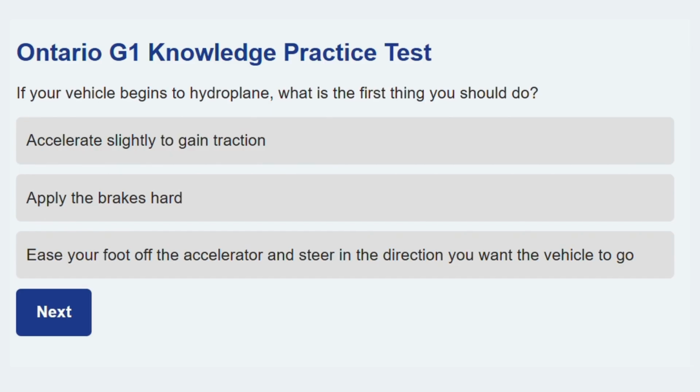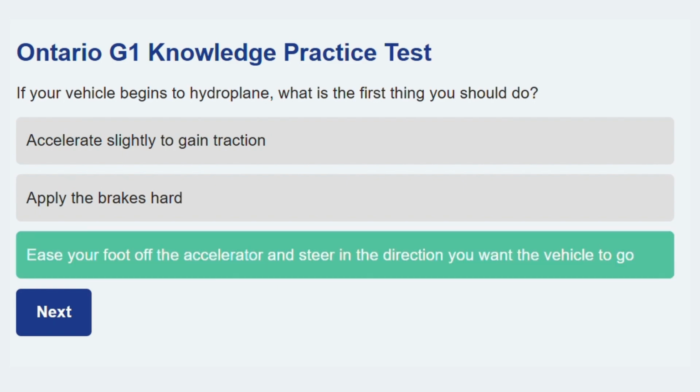Time for the next question. If your vehicle begins to hydroplane, what is the first thing you should do? Ease your foot off the accelerator and steer in the direction you want the vehicle to go. Do not brake or turn suddenly, as this will lead to a skid.